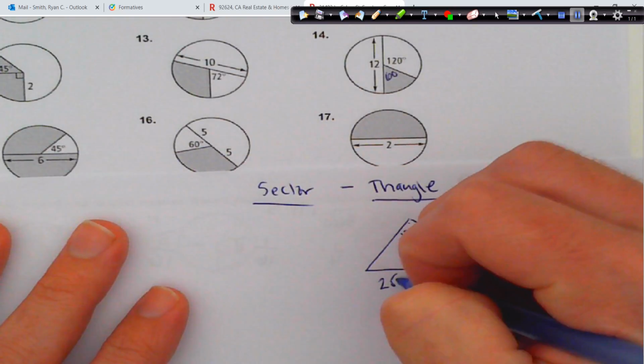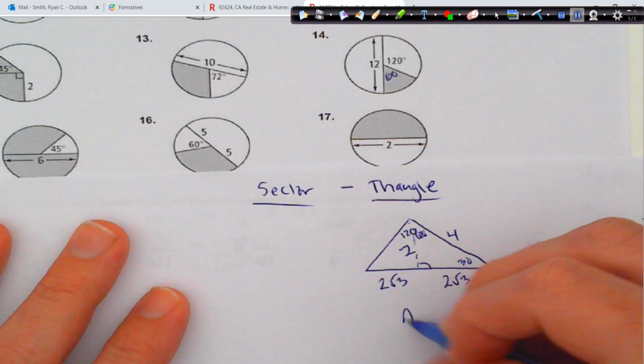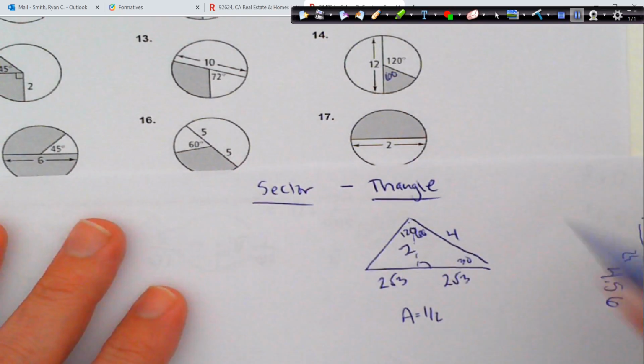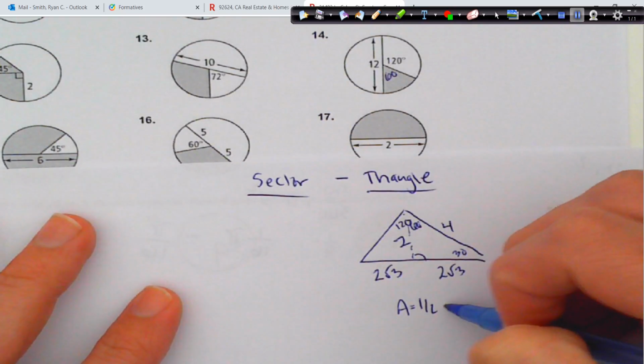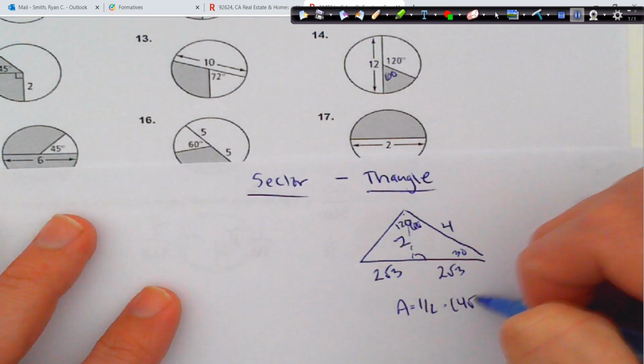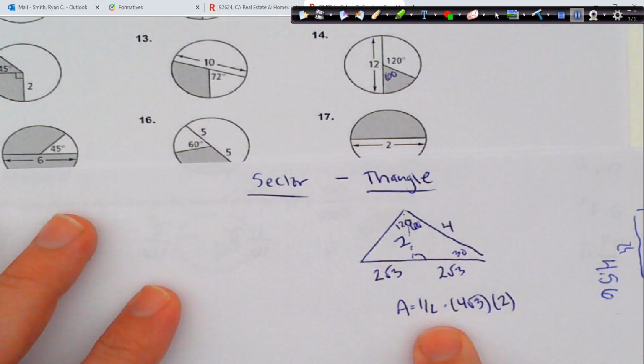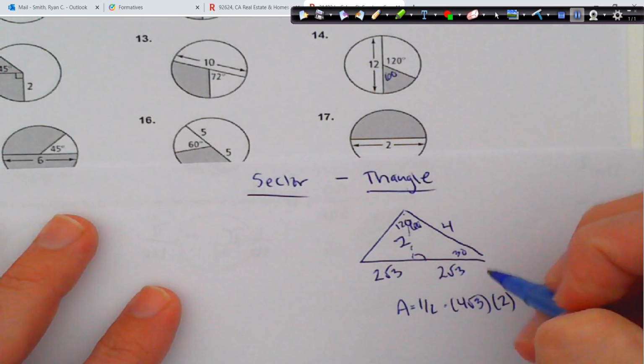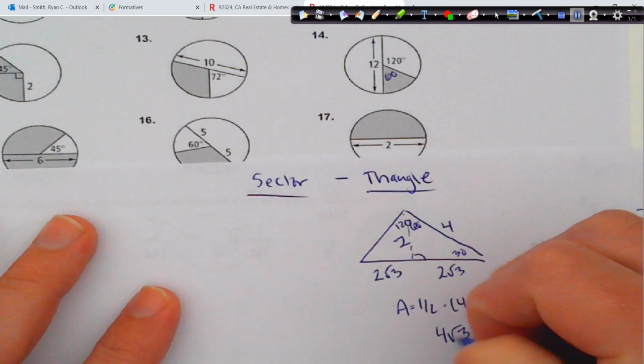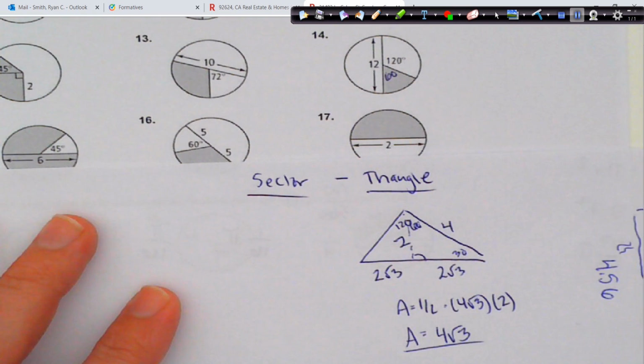This means this is also 2 rad 3, so this triangle, the area is going to be 1/2. That's going to be the base, which is, add those together, it's 4 rad 3, and then times the height, which is 2. Okay, so we're going to end up with, I believe, it's just going to be 4 rad 3 as the area of the triangle.